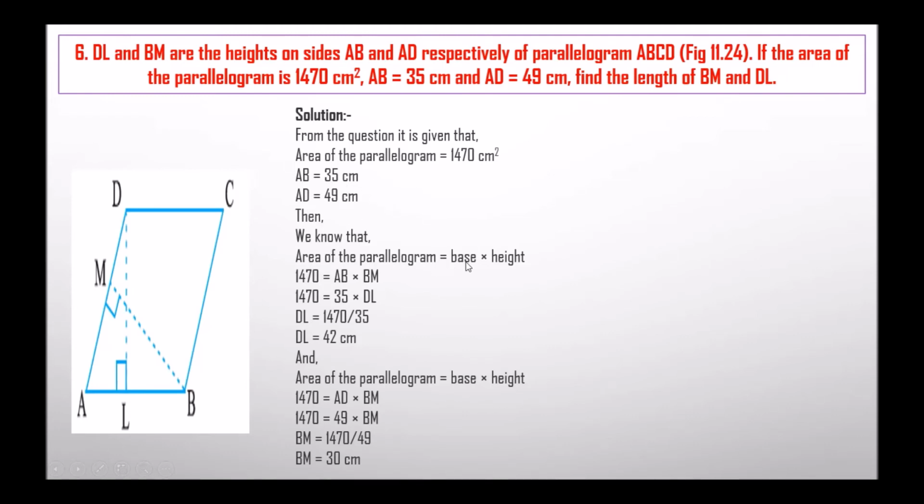Area of parallelogram is base into height. So 1470 equals AB into DL. So 1470 equals 35 into DL. So DL equals 1470 upon 35, that is 42 centimeter. Area of parallelogram equals base into height. So 1470 equals AD into BM. So 1470 equals 49 into BM. BM equals 1470 upon 49, that is BM equals 30 centimeter.